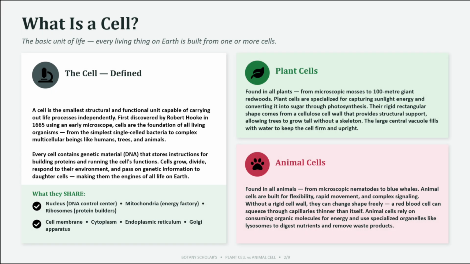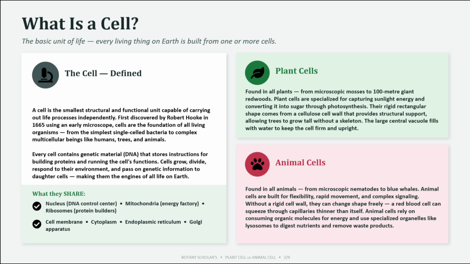First, what is a cell? A cell is the smallest unit of life that can function on its own. It was first discovered way back in 1665 by Robert Hooke, using one of the earliest microscopes ever built. Every living thing, from a single bacterium to a giant redwood to you, is made of cells. Every cell carries DNA, the instruction manual for life.